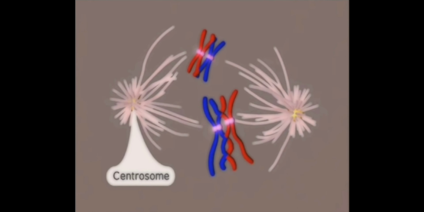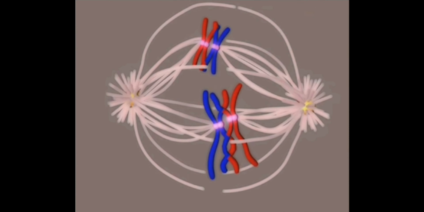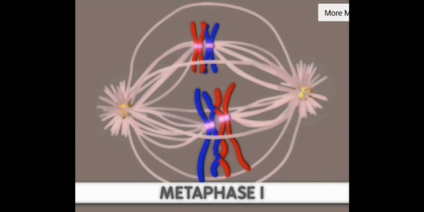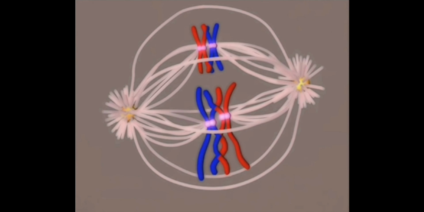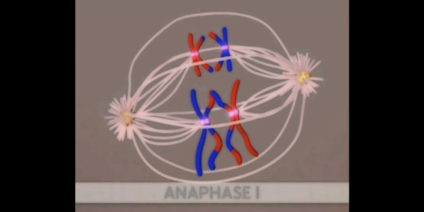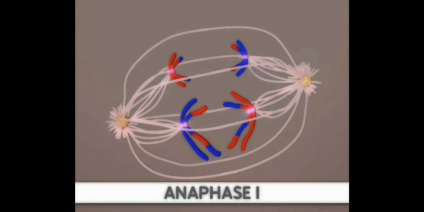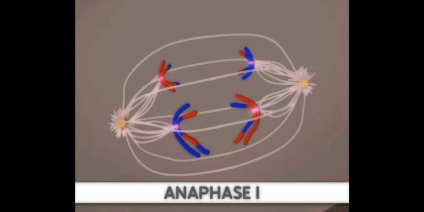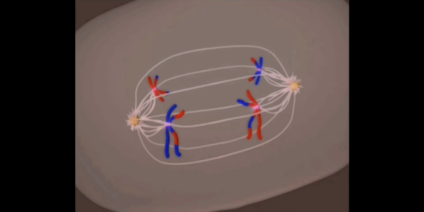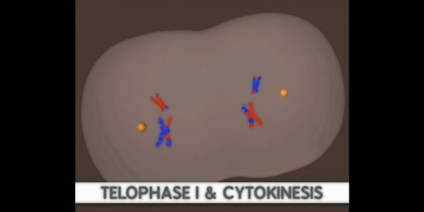The nuclear membrane begins to break down. Then the two centrosomes migrate to opposite ends of the cell and microtubules appear. The microtubules then attach to the chromosomes. Here, the synapsed chromosomes align at the equator of the cell. The chromosomes align randomly, which results in different combinations each time meiosis occurs. During this phase, homologous chromosomes separate and migrate to the two poles of the cell. Importantly, the sister chromatids remain attached at their centromeres.